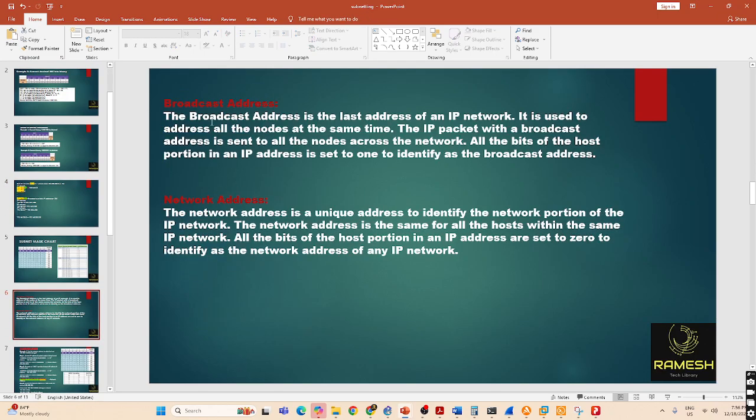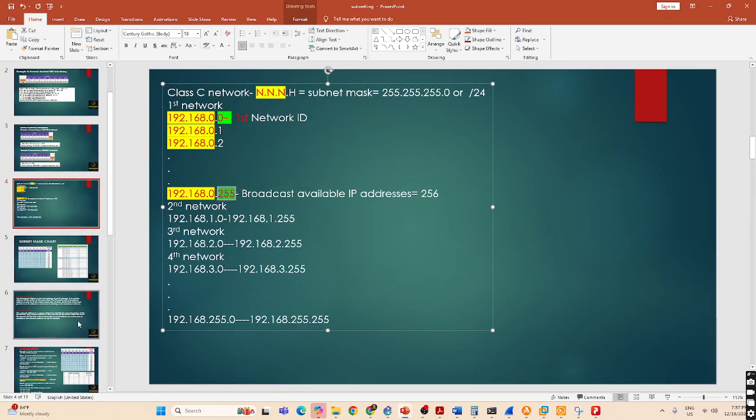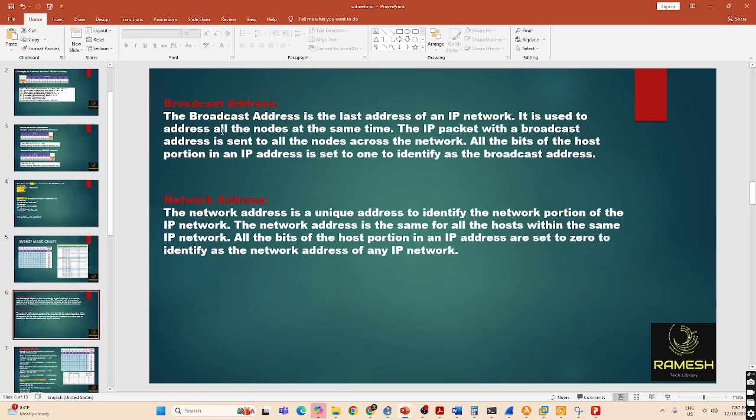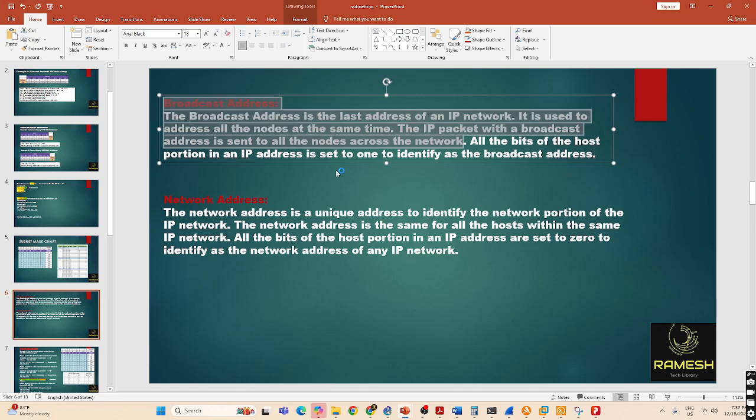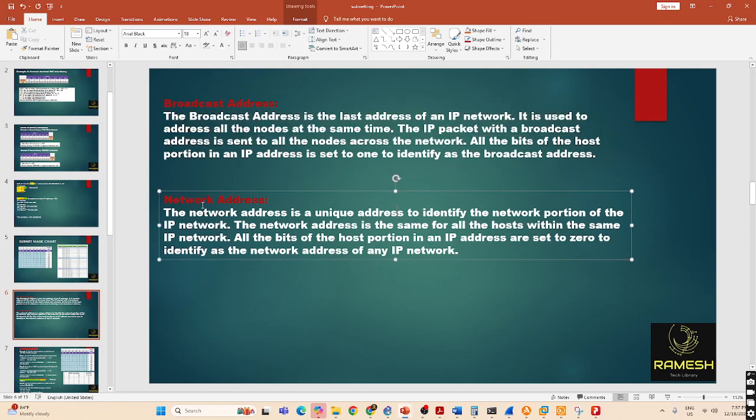So what is the broadcast ID? Look here. The broadcast ID is the last address, right? That is the last address of the IP network. It is used to address all the nodes at the same time. At the same time, it will do broadcast, within the range. The IP packet with the broadcast address is sent to all the nodes across the network. So this is called broadcast ID. And the network ID is a unique address to identify the network portion.